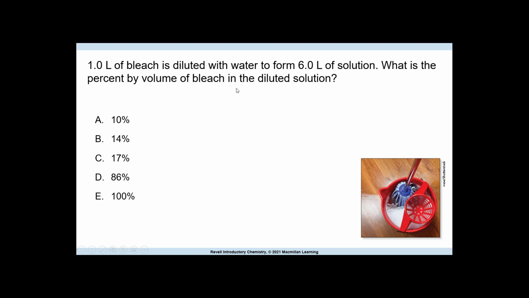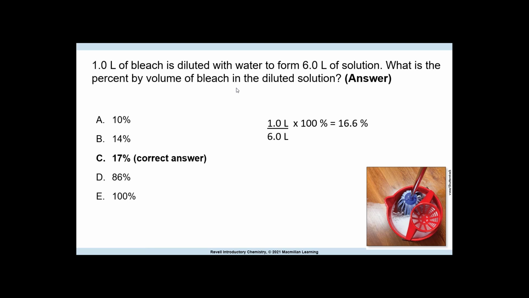1 liter of bleach is diluted with water to form 6 liters of solution. What is the percent by volume of bleach in the diluted solution? So what you got to do here is it's asking for the percent, right? This is volume by volume. Here in this case, it's saying that this is 1 liter of solute. So why do I only have 6 liters on the bottom and not making this 7? Because it's saying this formed 6 liters of solution. The solution total was 6 liters.